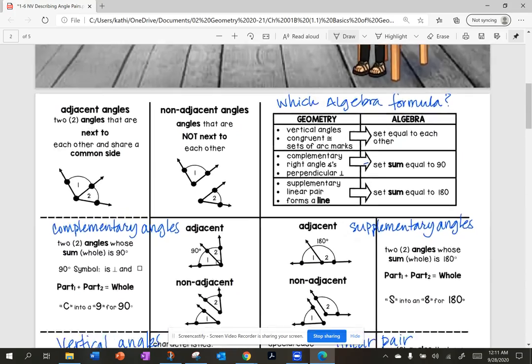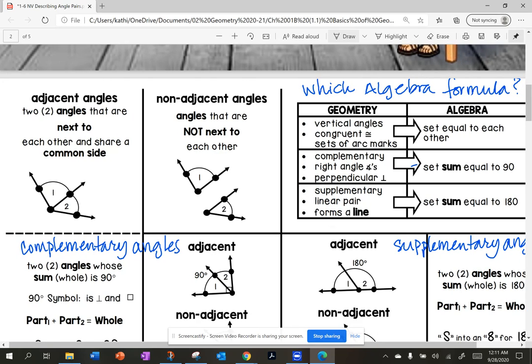Okay, let's start out with adjacent and non-adjacent angles. So by definition, adjacent, so the D is silent, angles are two angles that are next to each other and share a common side. Okay, so angle 1 and angle 2 are sharing this side right here, so they are adjacent angles. Non-adjacent angles are angles that are not next to each other. So angle 1 and angle 2 do not share a common side, so they are not adjacent.